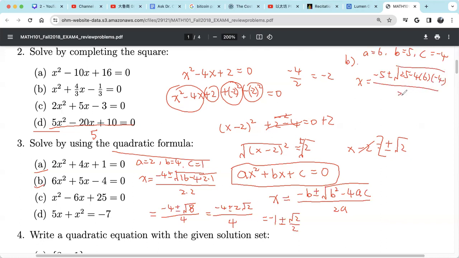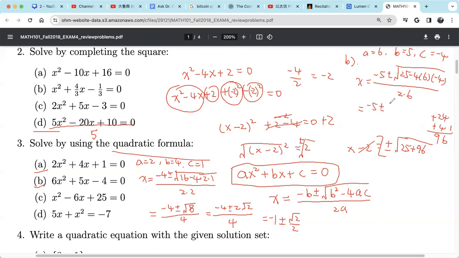All divided by 2 times 6 is 6. So that's -5 plus or minus the square root of 25, so we have minus 4 times 6 times 4. So minus 4 times 6 is minus 24. Then times -4. Negative times -4 is positive. 24 times 4: 4 times 4 is 16, carry the 10, 2 times 4 is 8, so 96. So 25 plus 96, right? Because negative times negative becomes positive.